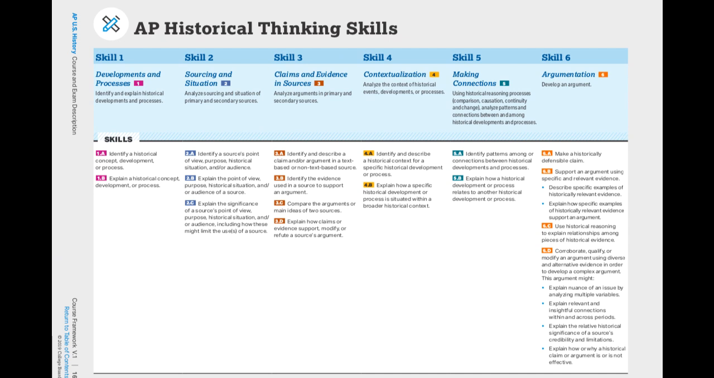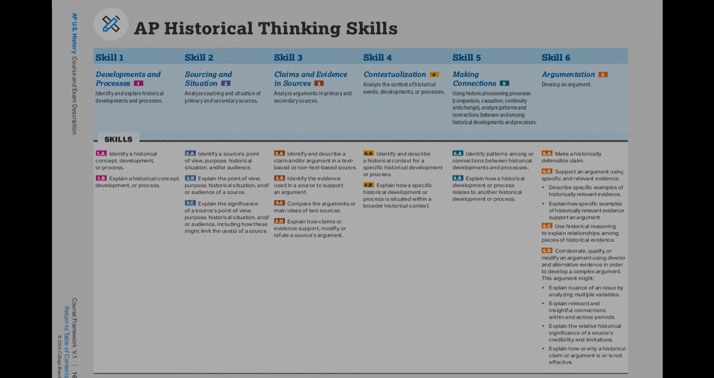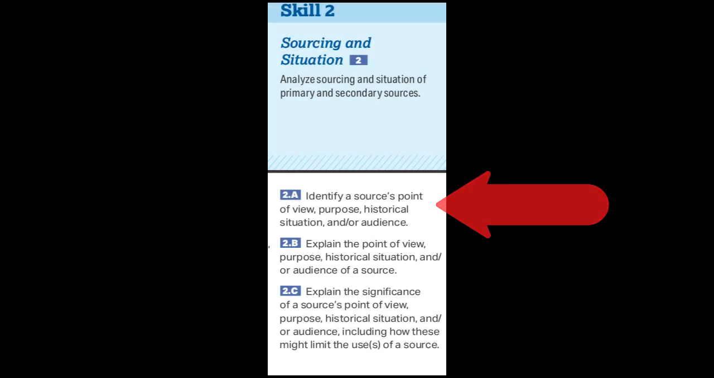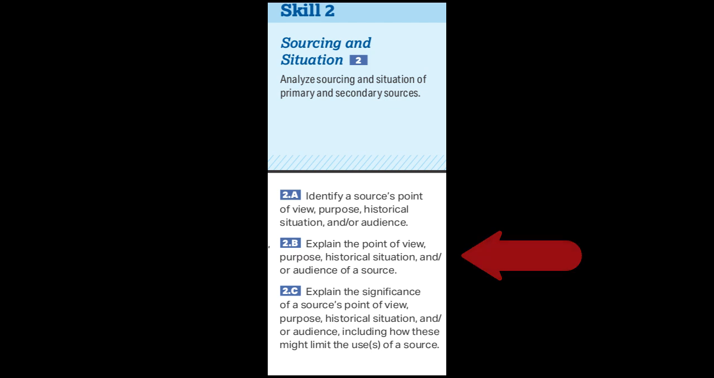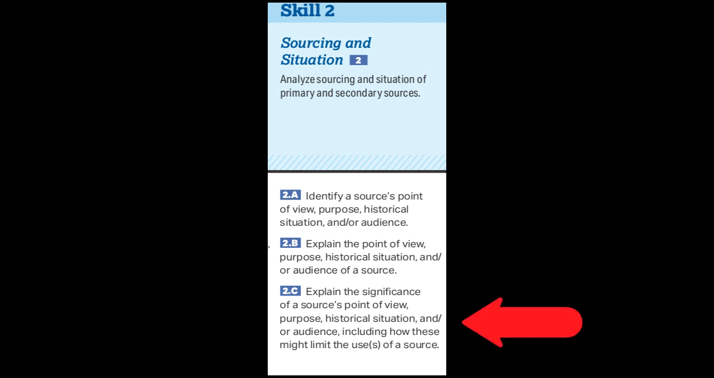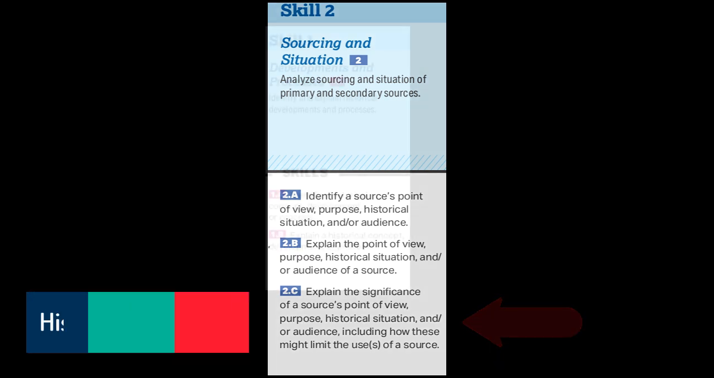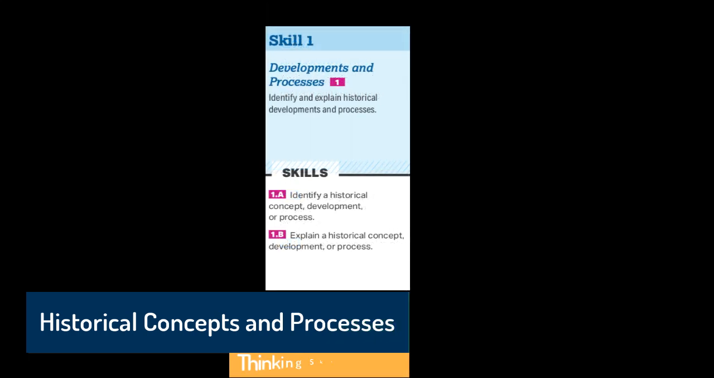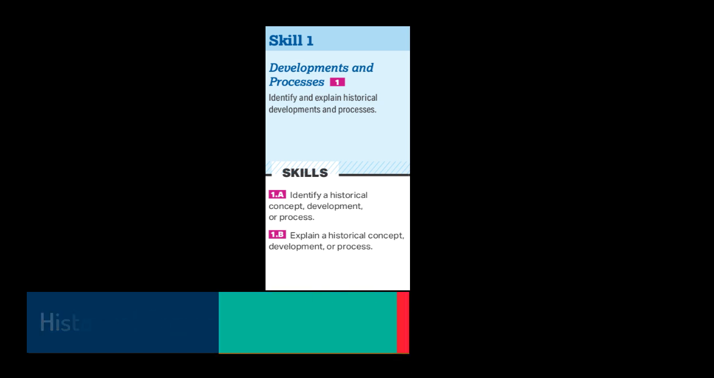So here's the great thing about the historical thinking skills. As you probably have noticed in looking at the pages, they're pretty complicated, but we can narrow them down. All of them have basically three levels to them. Level 1 is identify, level 2 is explain, and level 3 is significance. And that's pretty much true of all of these different skills. Okay, let's go to skill number 1. Skill number 1 is about historical concepts or processes. We want to identify, explain, and give the significance.